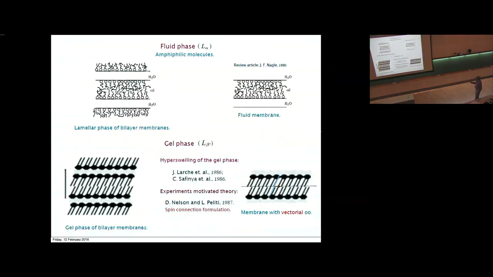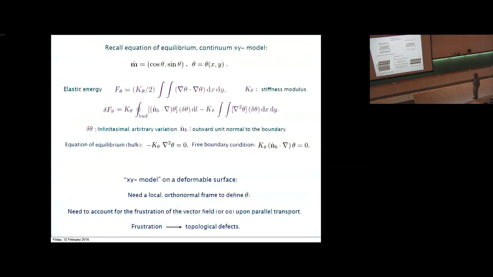So the standard example is this. This is a lamellar system, which is a smectic, and you can hyperswell such systems so that you get isolated fluid membranes. There are also systems, again this is the gel phase of bilayer membranes, where there is a tilt order. There is no in-plane order. This picture is not quite right. There is no in-plane order, so the membrane itself is a fluid membrane, but there is tilt order and I can define a vector which is sitting on the membrane.